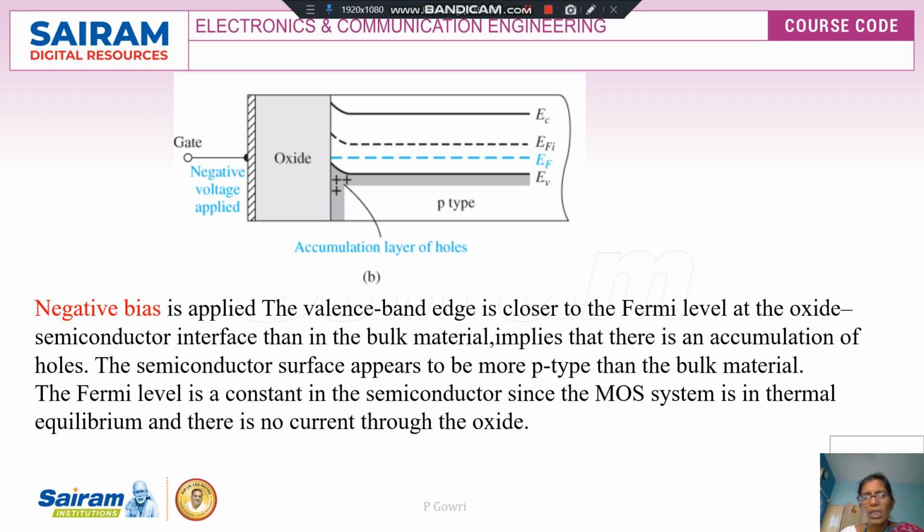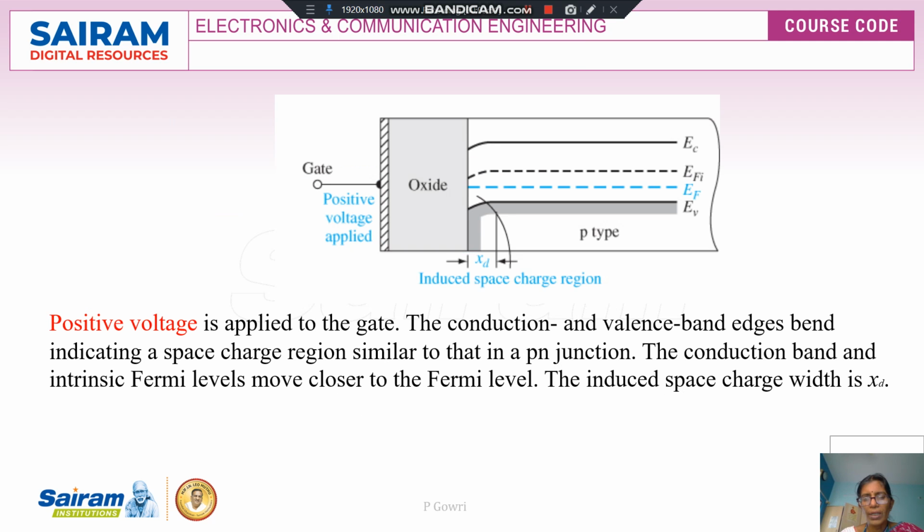And the next case is when a positive voltage is applied. When a positive voltage is applied to the gate, we can see that the conduction and the valence band edges bend down, indicating a space charge region similar to that in a PN junction. We have seen in a PN junction diode when it is forward or reverse biased. And in a p-type material, there will be a decrease in the energy level of the holes.